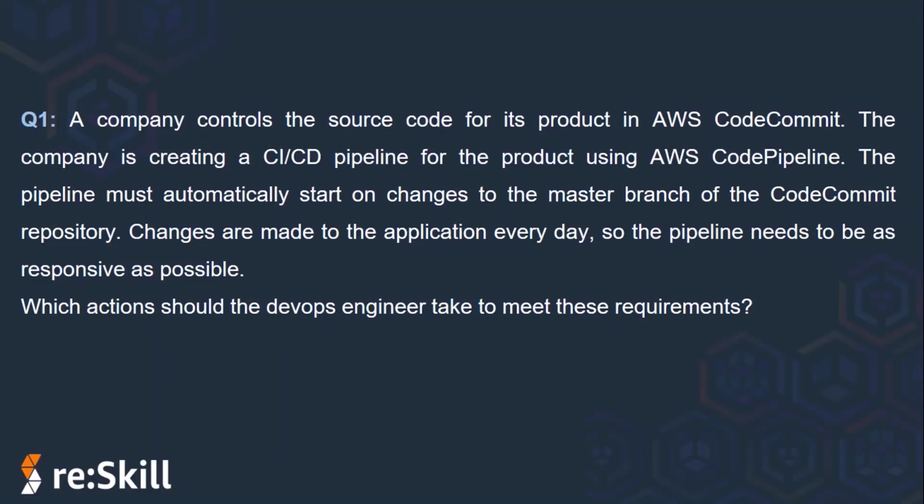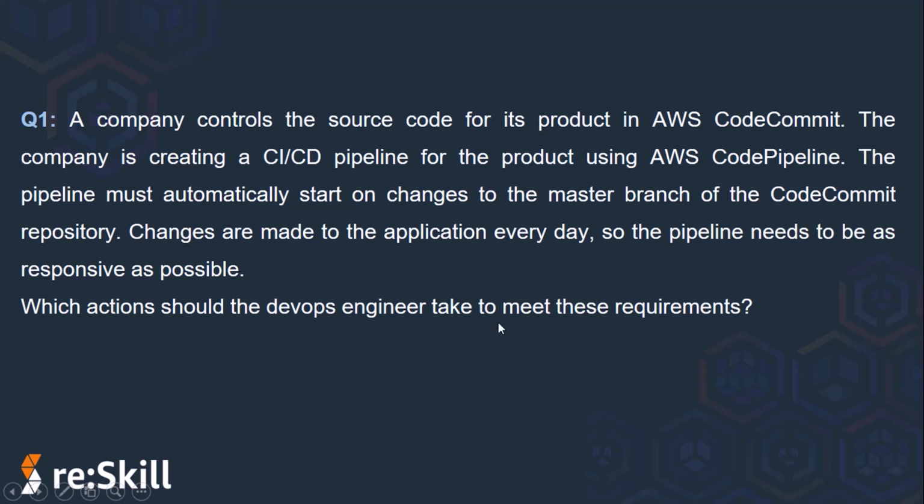So, first question goes like this. A company controls the source code for its product in AWS CodeCommit, and the company is creating a CI/CD pipeline for the product using AWS CodePipeline. The pipeline must automatically start on changes to the master branch of the CodeCommit repository. Changes are made to the application every day, so the pipeline needs to be as responsive as possible. Which actions should the DevOps engineer take to meet these requirements?